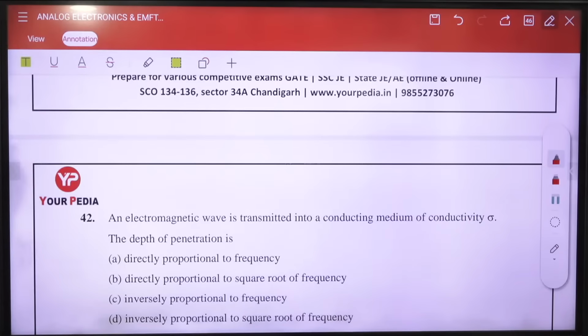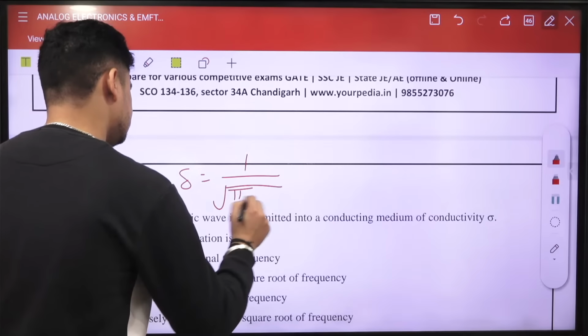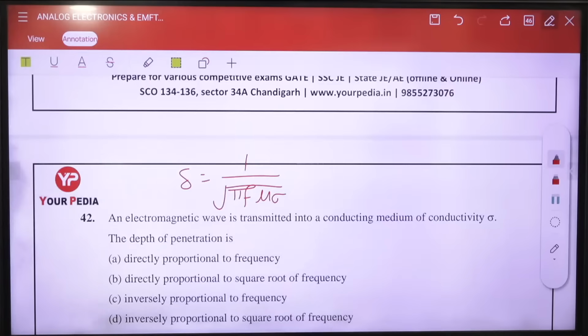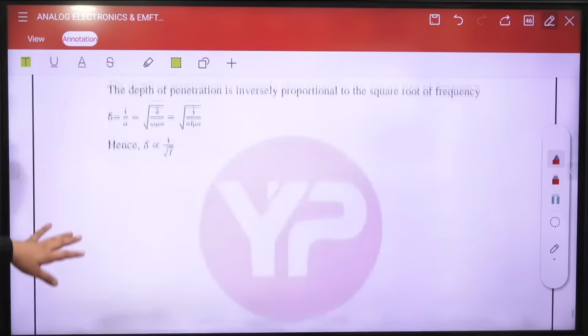An electromagnetic wave is transmitted into a conducting medium of conductivity sigma, the depth of penetration. What was the formula for that one? 1 upon under root of pi f mu sigma. Directly proportional to frequency is not correct. Directly proportional to square root of frequency is also not correct. Inversely proportional to the frequency is not correct. Inversely proportional to the square root of frequency is correct.